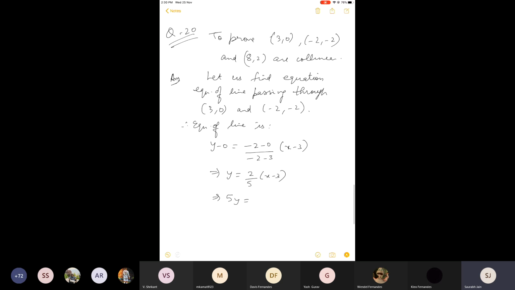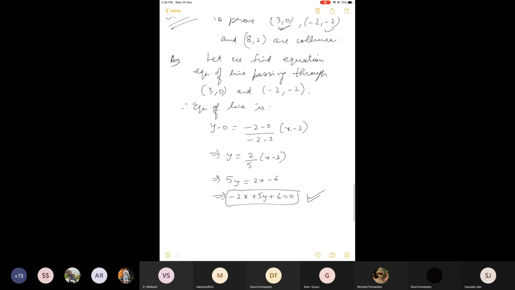This becomes 5y equals 2x minus 6, so minus 2x plus 5y plus 6 equals 0. So we have calculated the equation of the line. This is not the question. We have to show that these 3 points are collinear. So what I have done? I have written the equation of the line passing through 2 points. That means these 2 points are on this line, because with the help of them only I am finding its equation.